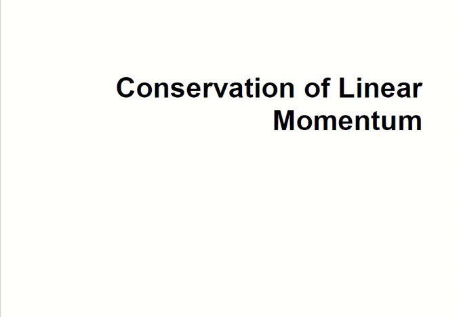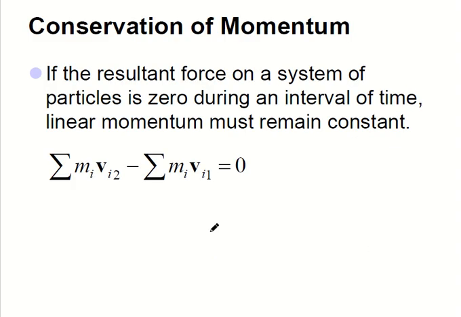Conservation of linear momentum. If the resultant force on a system of particles is zero during an interval of time, your linear momentum has to remain constant. We can put it into a mathematical equation like this. Here is the sum over your system of particles, and we're calculating the final momentum, and this is the initial momentum of the system of particles. And here, of course, this is the change, and it's equal to zero.